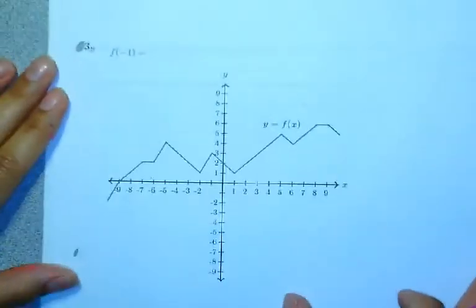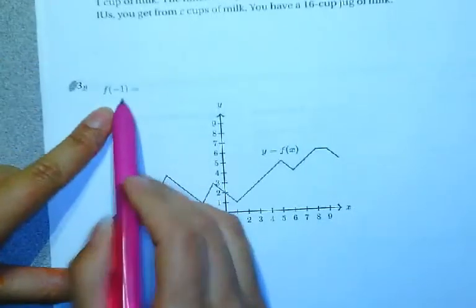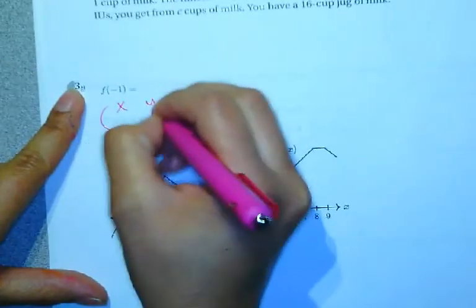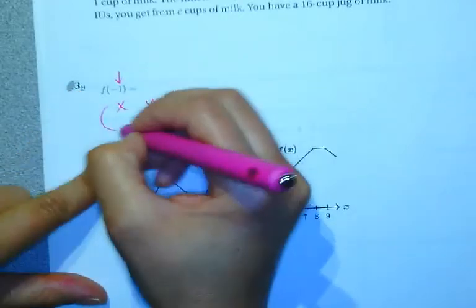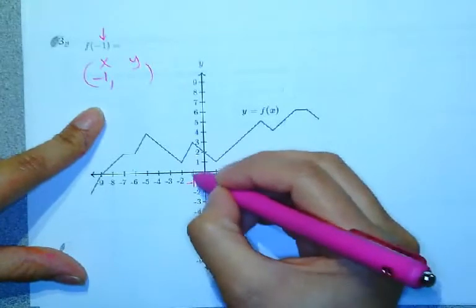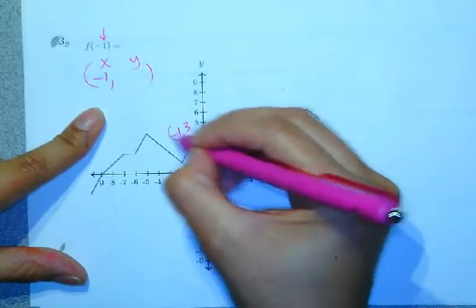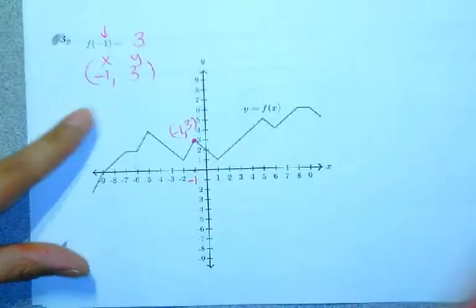The next one is just like the Gulliver's Travels one, where they ask you for f of -1. So the inside is the input, or the x. So when x is -1, what's y? Here is x = -1. And when x is -1, y is 3. So your answer would be 3.